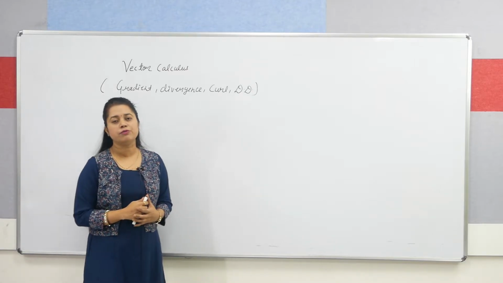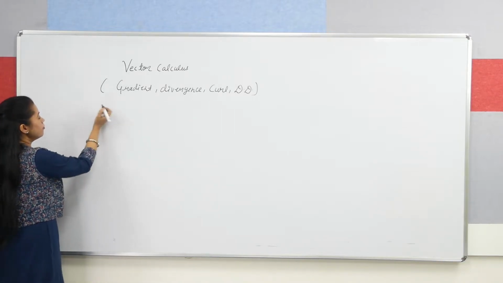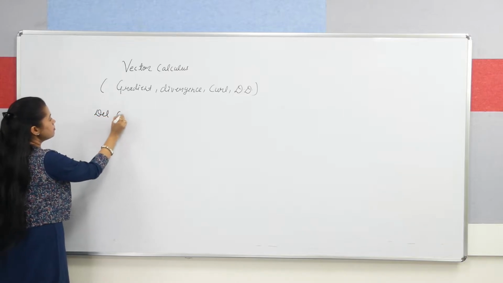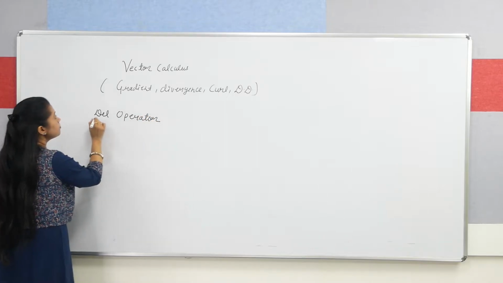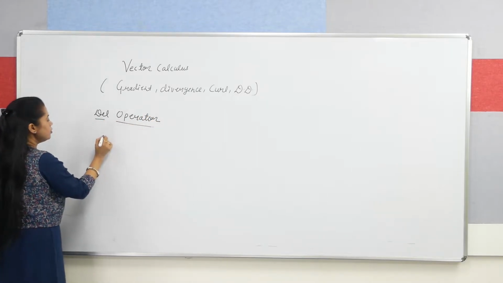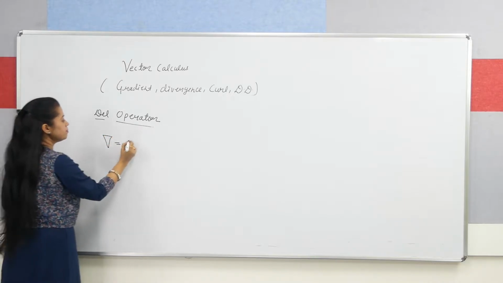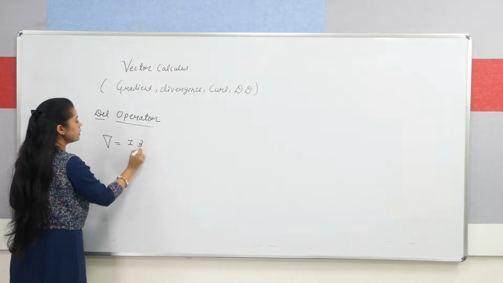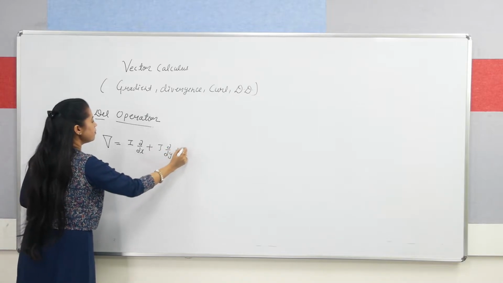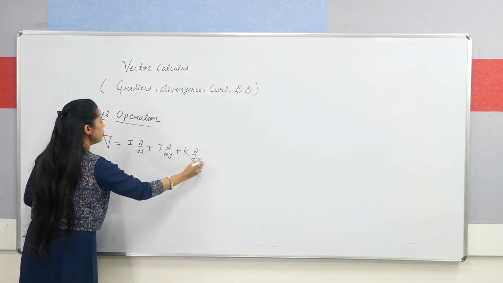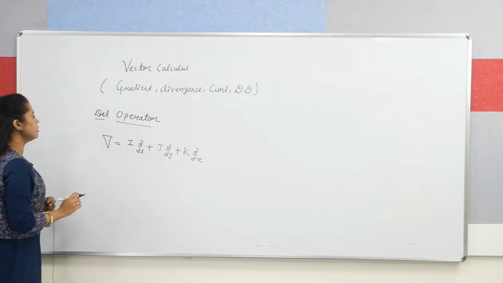Before starting gradient, divergence, curl or directional derivative, we have to define the del operator. Del operator is defined as i del by del x plus j del by del y plus k del by del z, where i, j, k are unit vectors along x, y and z direction.